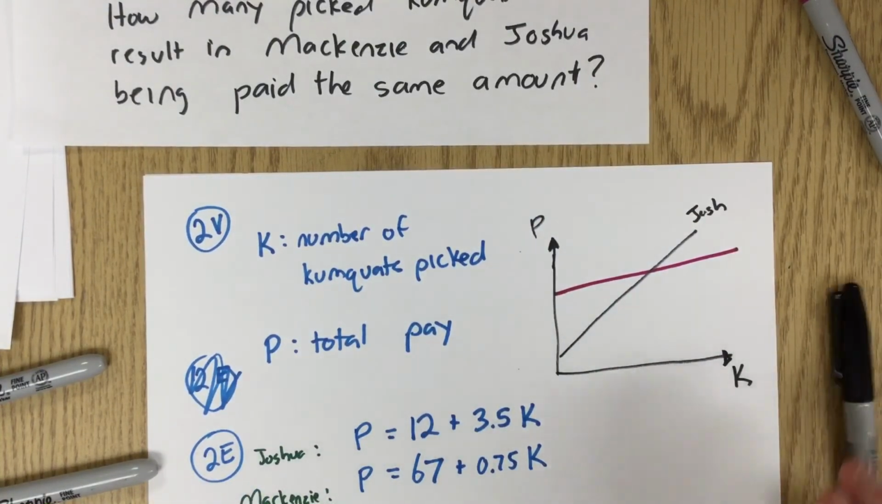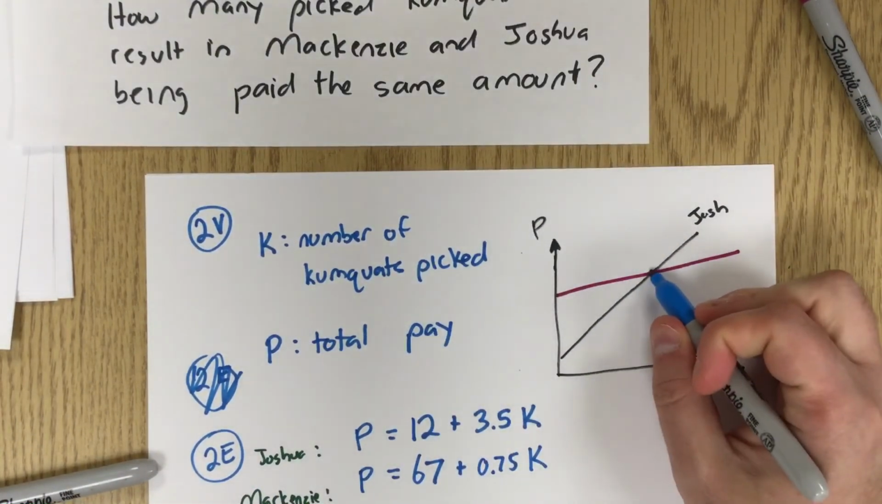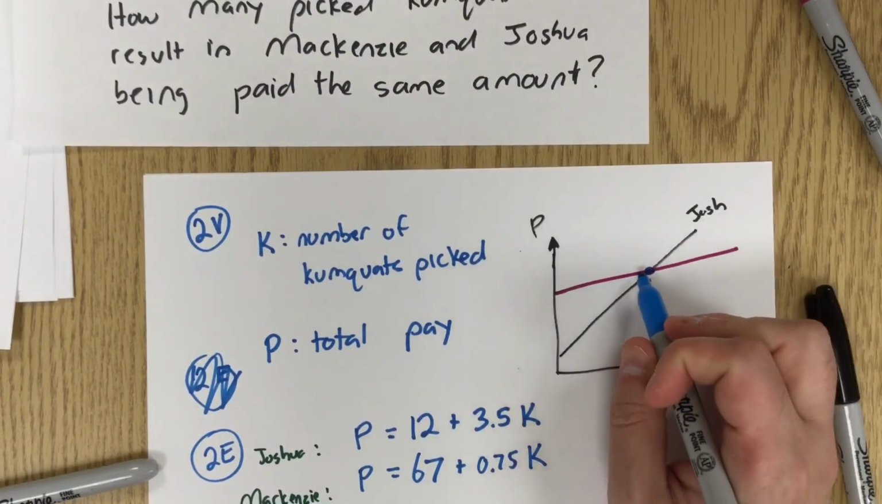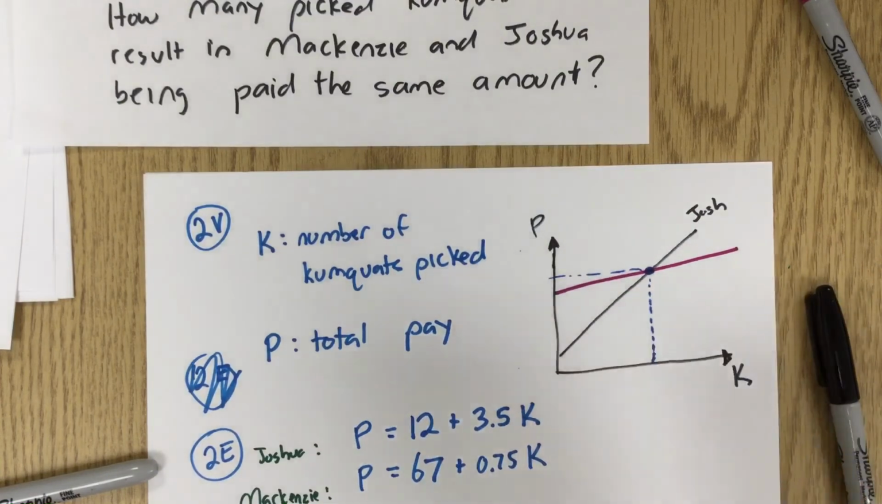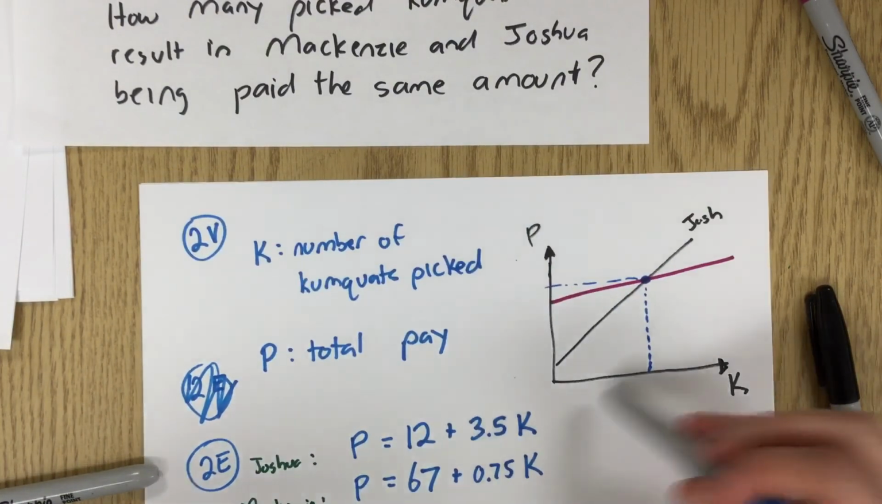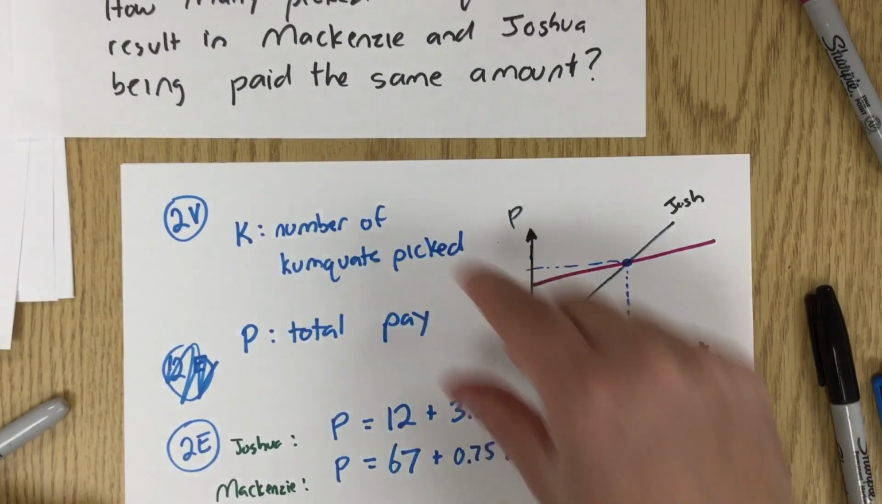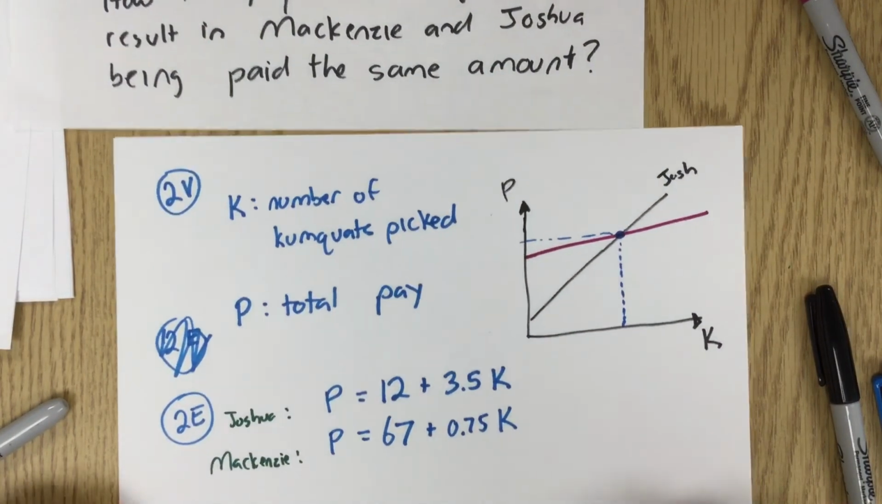And when are they going to be paid the same? They're going to be paid the same over here. So over here, they've picked the same number of kumquats, and they're both paid the same amount. And so the intersection, the solution to the linear system is the intersection between these 2 pay scales, and that would be the answer. So those are our 2 variables, and those are the 2 equations.